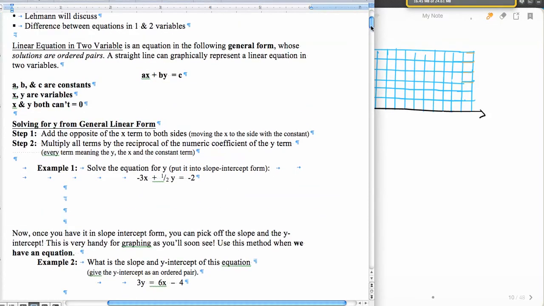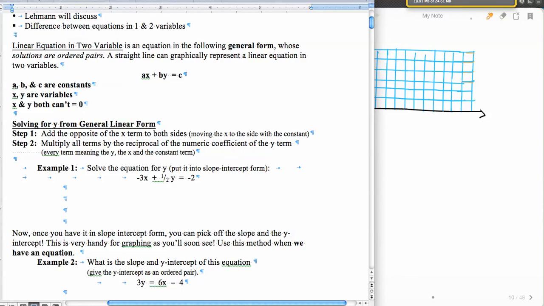So the first thing that we want to do is talk about a linear equation in two variables and what exactly that means. A linear equation in two variables in general form, or sometimes called standard form, whose solutions are ordered pairs. This is a straight line when we represent it visually, and it looks like some a times our variable x plus some b times our variable y is equal to some constant c. And a, b, and c are all constants, which are elements of the real numbers.